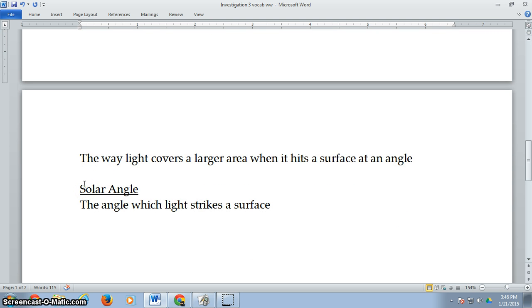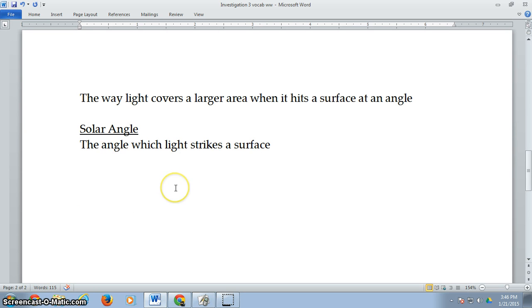Same thing with the solar angle, it goes hand in hand with beam spreading. In the summertime, the solar angle is going to be much more overhead, or closer to 90 degrees. In the winter, that solar angle is going to be a little bit sharper, or more indirect, and it's going to cause a solar angle with beam spreading, giving us very, very weak solar energy. So those are some of the vocab words that we have for this section on the seasons.